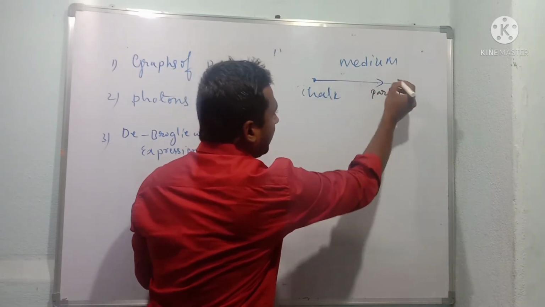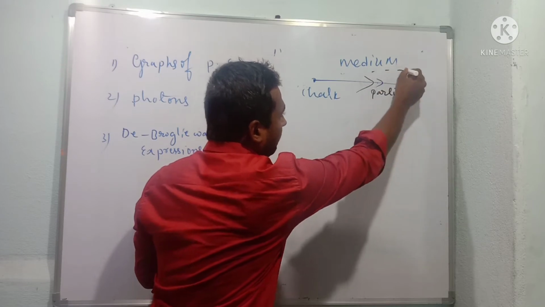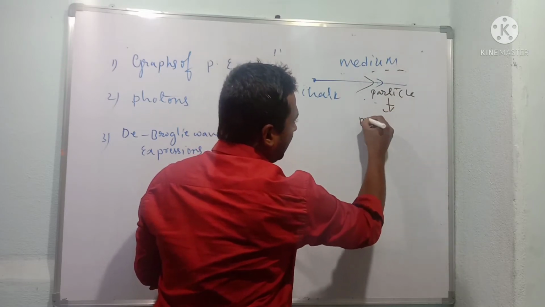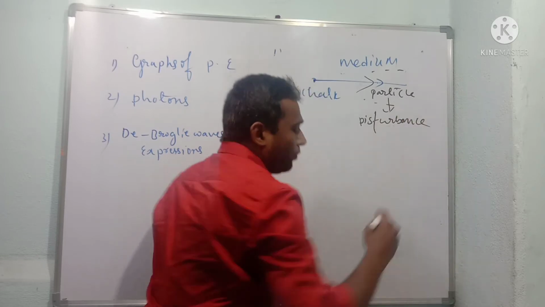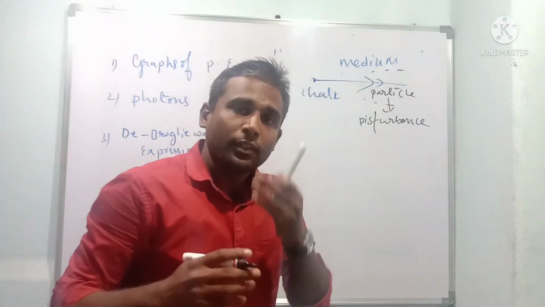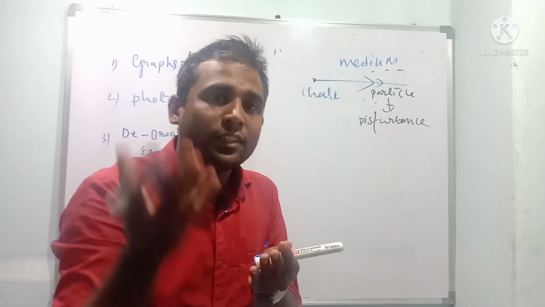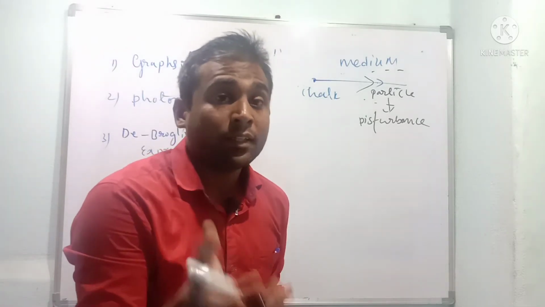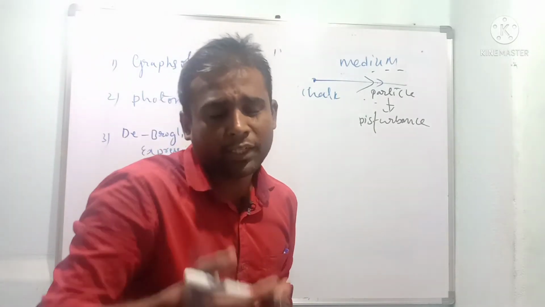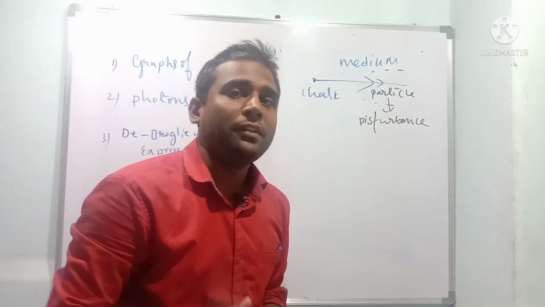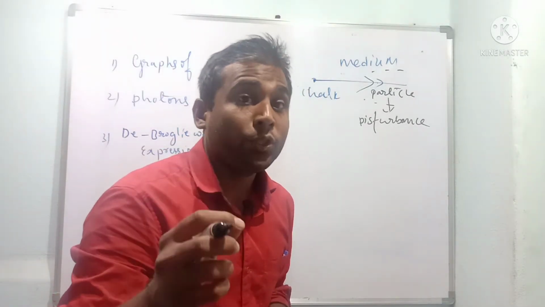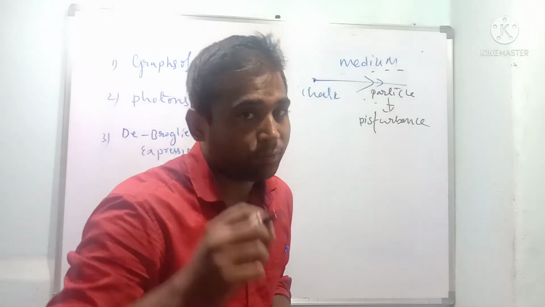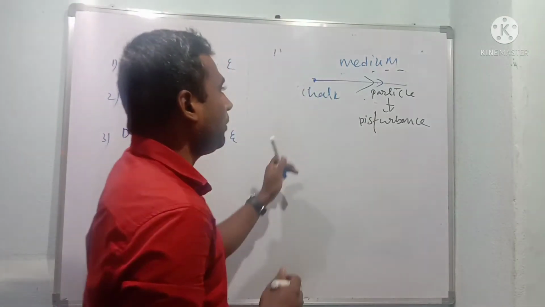The chalk is moving and there is a disturbance in the medium. When there is a disturbance in the medium, that is nothing but a wave, and the particle is there. That is nothing but the dual nature of matter, or dual nature of light. The property which shows both particle nature and wave nature is called dual nature of light, or dual nature of matter. Now what is my point here?